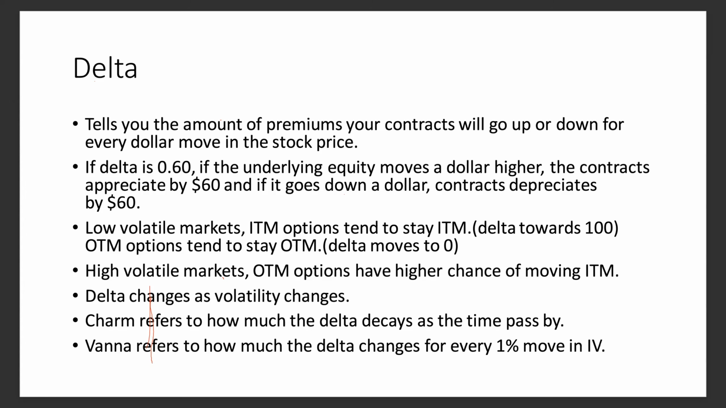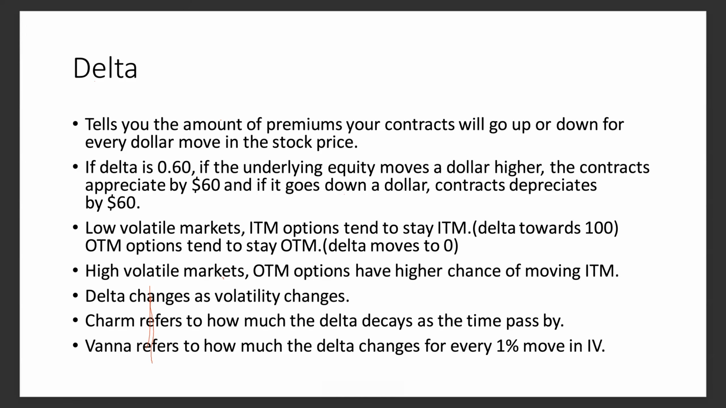Your delta drops with every single pullback as the contract heads towards expiration. The technical term is called charm. This is what we call charm. It just refers to how much your delta decays as time passes by. And the delta also decays when the volatility fades away. We'll talk more about this when we cover the IV part of the section down the line.